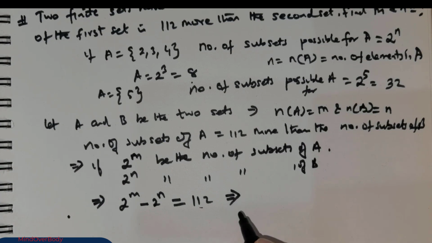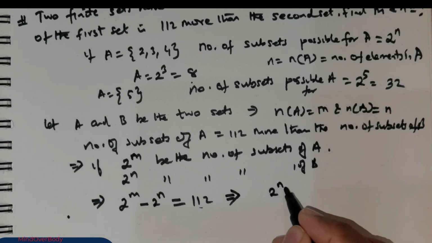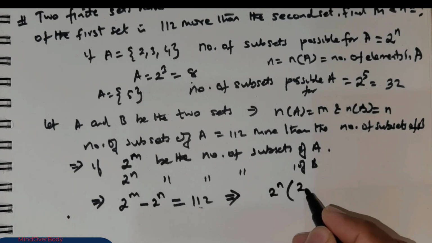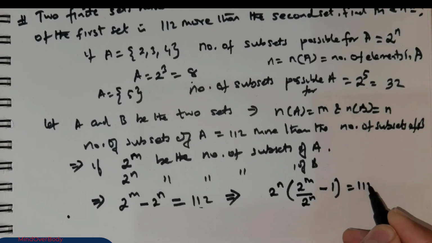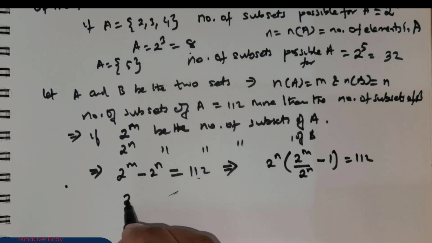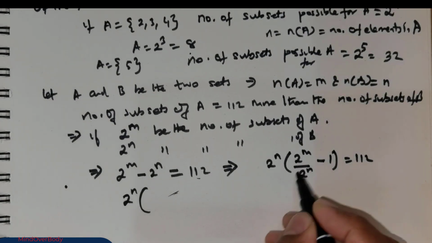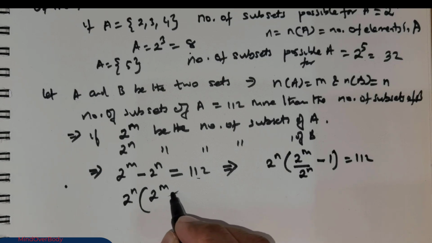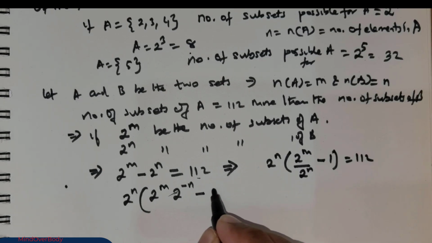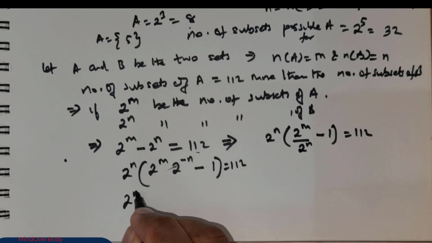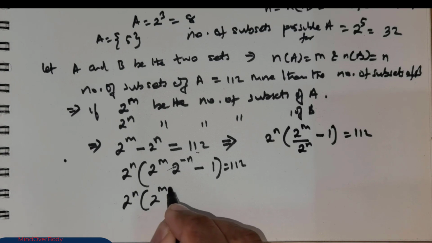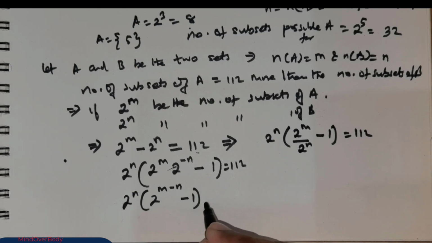Now what I wish to do in this case, I want to take 2 raised to the power of n out. So if I do that, this is going to be 2 raised to the power of m divided by 2 raised to the power of n, minus 1, is equal to 112. This can be further rewritten as 2 raised to the power of n times, I can push this up, 2 raised to the power of m times 2 raised to the power of negative n, minus 1, is equal to 112. I can further rewrite this as 2 raised to the power of n times 2 raised to the power of m minus n, minus 1, is equal to 112.